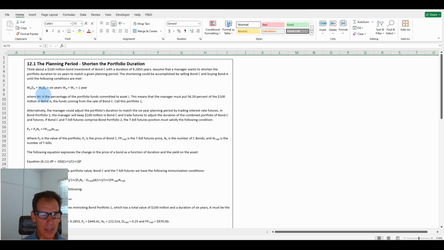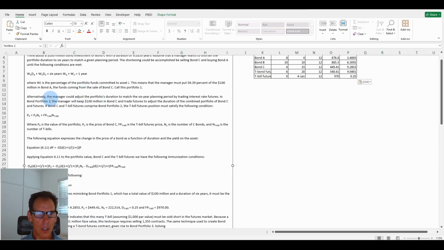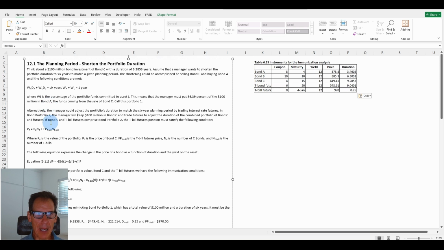W_A D_A plus W_C D_C equals 6 years, where W_i is the percentage of the portfolio funds committed to asset i. This means that the manager must put 56.39% of the $100 million in bond A, the funds coming from the sale of bond C. Call this portfolio 1. Alternatively, the manager could adjust the portfolio's duration to match the 6-year planning period by trading interest rate futures.